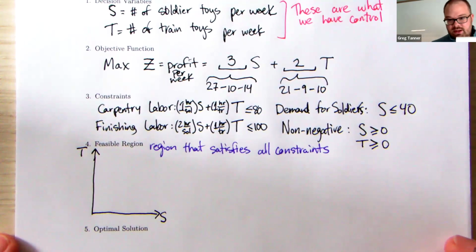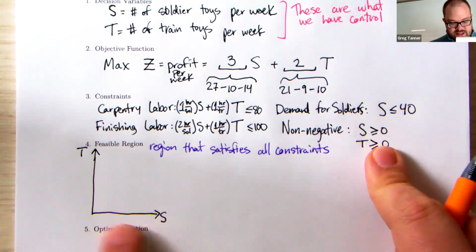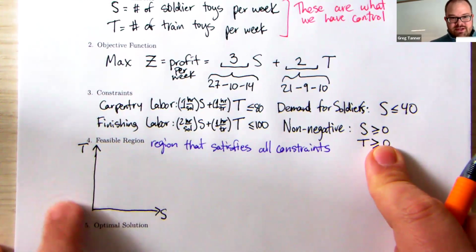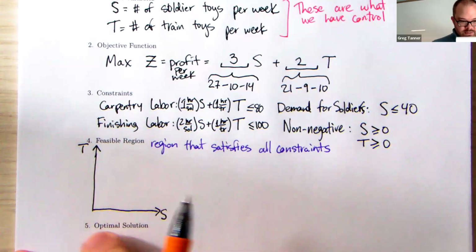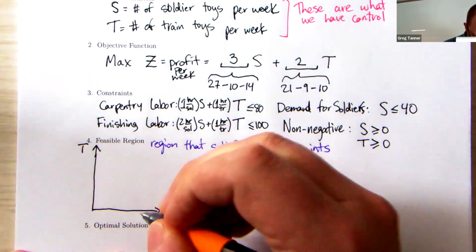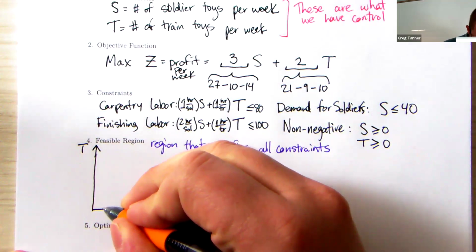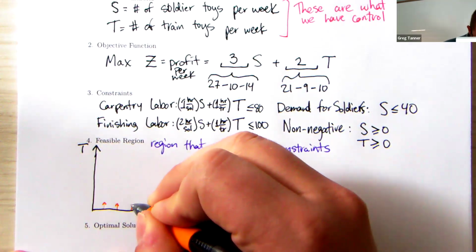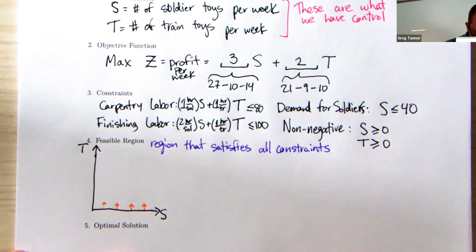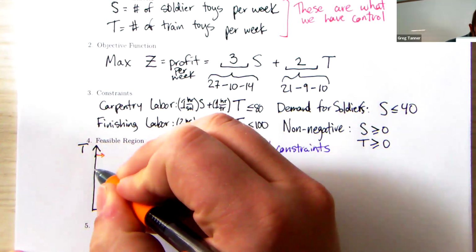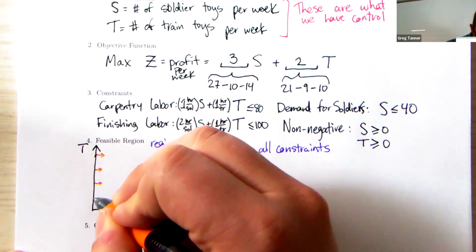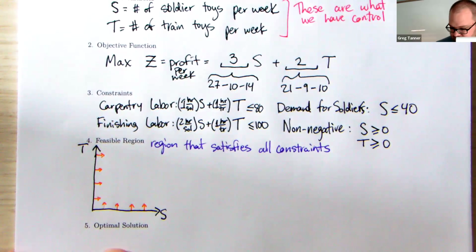So maybe let's start off with the easiest ones, which are the non-negativity constraints. You'll notice I'm really only worried about the first quadrant here where both S and T are positive. I'm not interested in over here. And so it might be worthwhile to say, okay, T is greater than 0, anything that's above the S-axis, and similarly, I need to be to the right of the T-axis. Okay, so that's all good there. Now let's go one by one through our constraints.